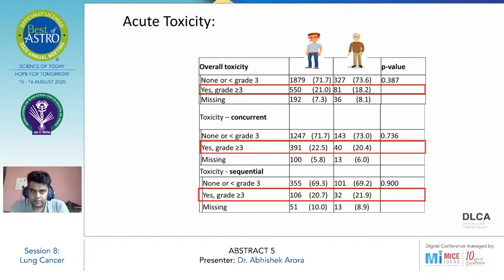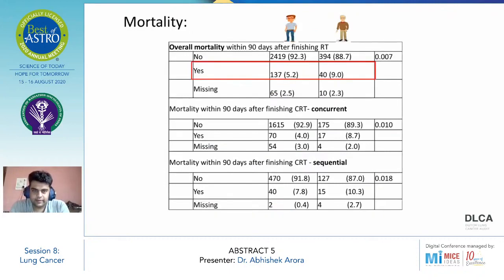Next slide, please. The mortality, we can see, was in the concurrent CTRT group. The mortality was 70 cases in the non-elderly and 70 cases in the elderly, and it was within 90 days. After finishing CTRT, it was 14 cases in the non-elderly and 15 cases in the elderly. There were some patients missing from the study or lost to follow-up.